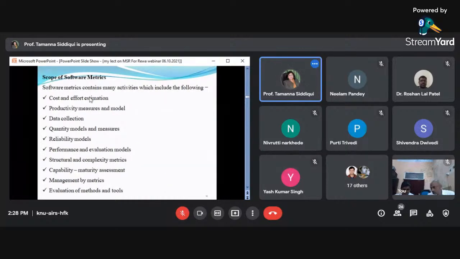Scope of software metrics. Many times I have said that the importance of metrics is very high, because whenever we do some measurement, we are sure about the quality; everything is measured, so the quality will be ensured. Software metrics contains many activities, which include the following: cost and effort estimation. That means there are cost metrics, effort metrics, and productivity metrics. During data collection, metrics can be involved: quality models, reliability models, and performance. These are the areas where you can apply software metrics, evaluation methods, and management by metrics.